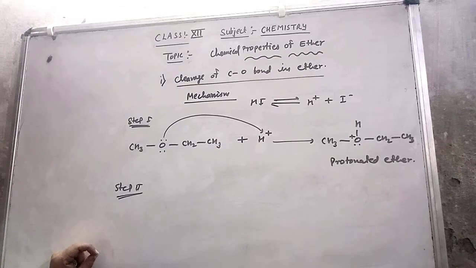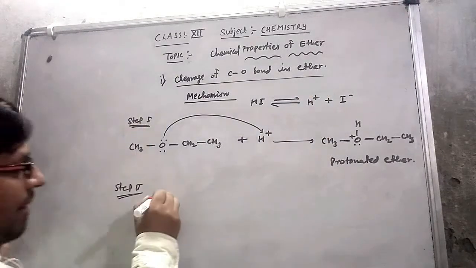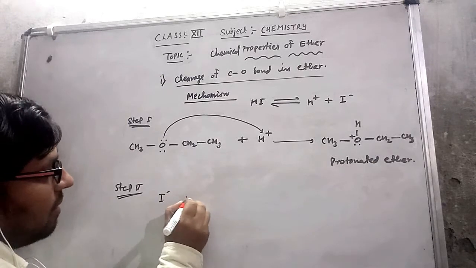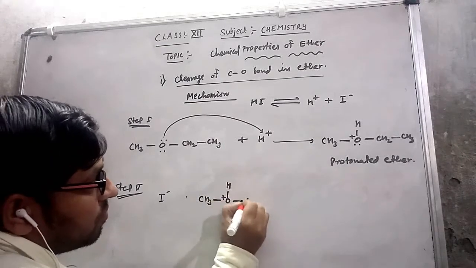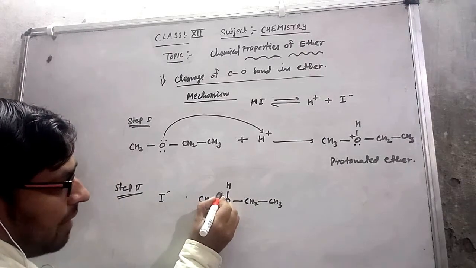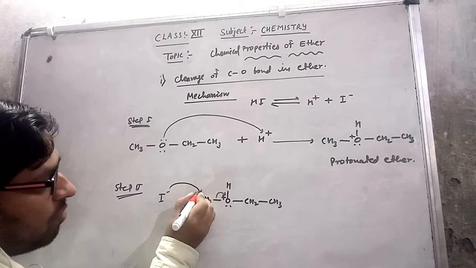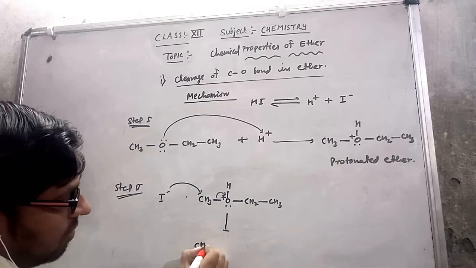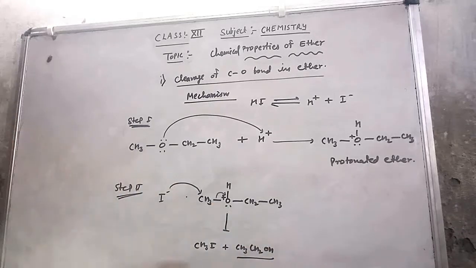Now step second: the SN2 reaction will be there. The nucleophile, meaning this I negative, will react from the back side. This I negative behaves as a nucleophile, and this is the protonated ether, a positively charged CH3 O CH2CH3. Now the electron will be transferred towards this oxygen, so this bond is going to split up, and the carbon is getting positively charged. So it will be attacked, and we are getting CH3I and CH3CH2OH. So we are getting ethanol.